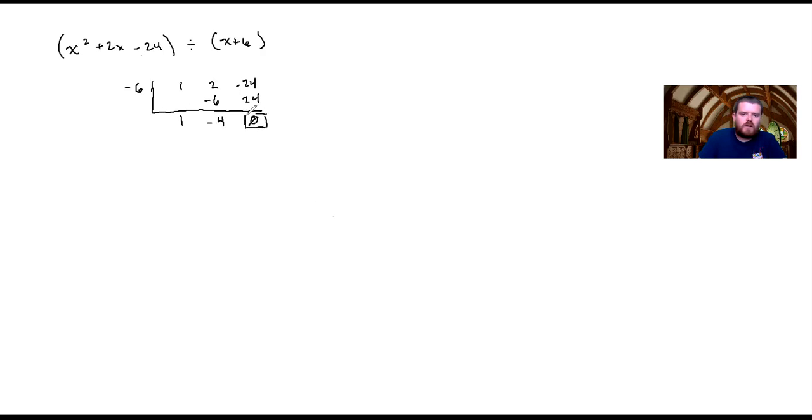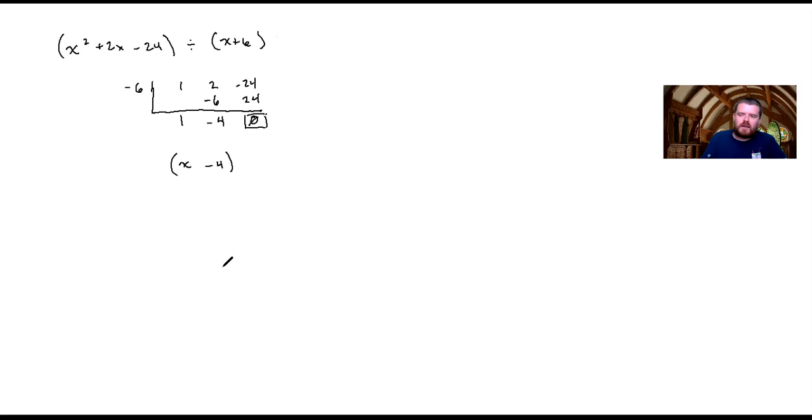Goal is to get a 0 here. That means there's no remainder. So what do these numbers at the bottom mean, the 1 and the negative 4? These are the coefficients of my answer. So 1 would be an x term, and then I have minus 4 for my constant term. So x squared plus 2x minus 24 divided by x plus 6 gives me x minus 4.